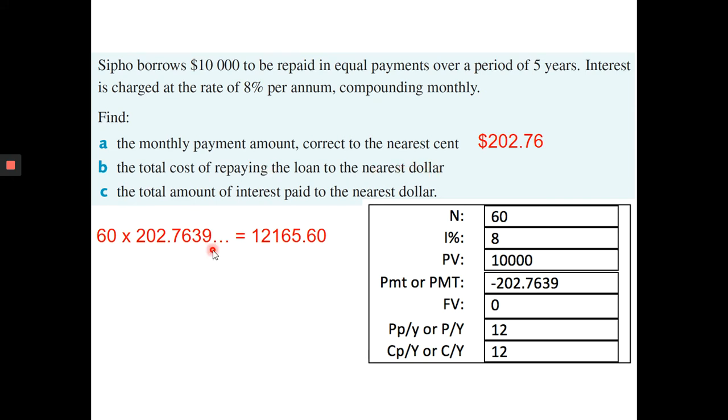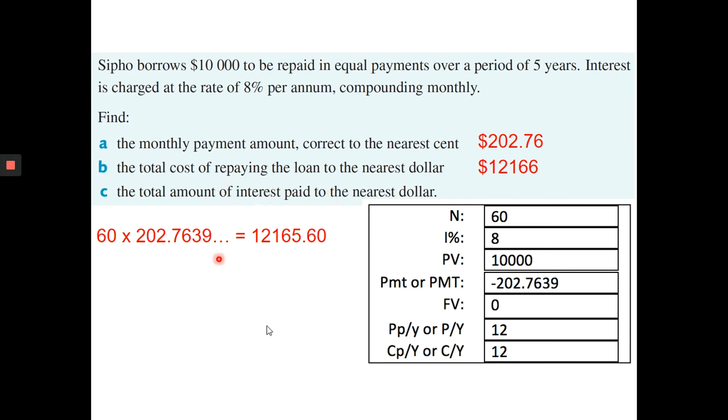So the total cost of paying the loan, there's 60 payments of that amount. Now, can you see I've actually put the whole 7639 rather than just the 76? Going to get more accuracy that way, aren't I? As long as I show my working out, anyone marking that can go, oh, I can see what he's done. He's used the whole value on his calculator. What a smart cookie. To the nearest dollar, 121.66.